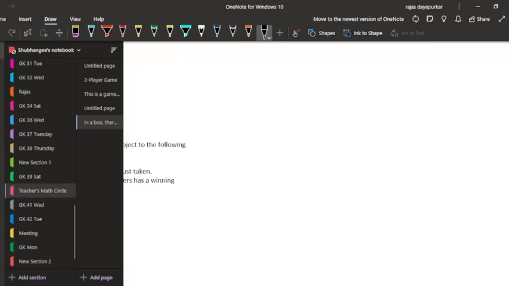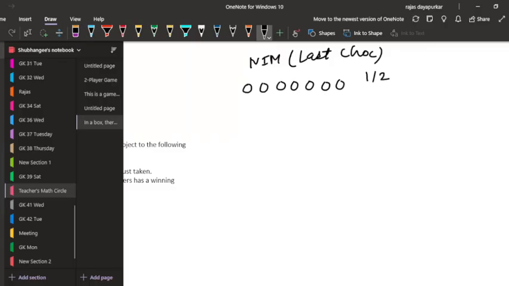So last time we started with the NIM game with a very simple setup, let us say, 7 chocolates, and we call this the last chocolate game. It's a two-player game where you are allowed to take 1 or 2 chocolates. The person who gets the last chocolate is the winner. So this was our starting point.